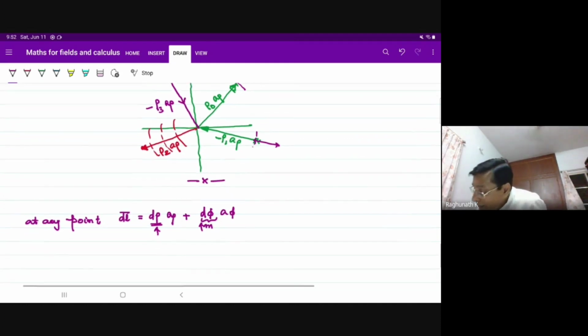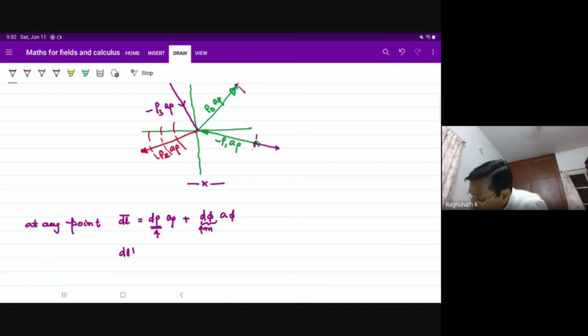What is dl? Mod dl bar is what? Definitely because they are mutually perpendicular, square root of d rho square plus d phi squared. True it is. It's a vector. Check it once.